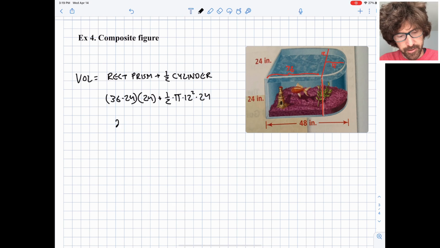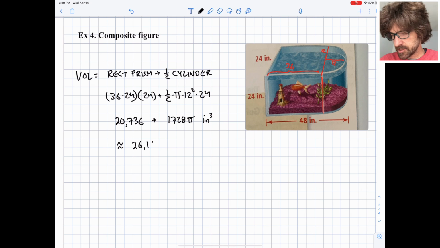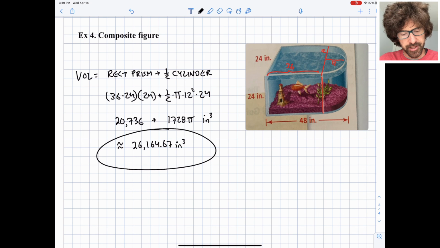So I get 20,736 for the rectangular prism portion of the volume, plus 1728 pi for the half cylinder portion. So that would be a fine exact answer, but this would be approximately equal to 26,164.67 cubic inches would be the volume of this fish tank, the approximate volume of the fish tank.